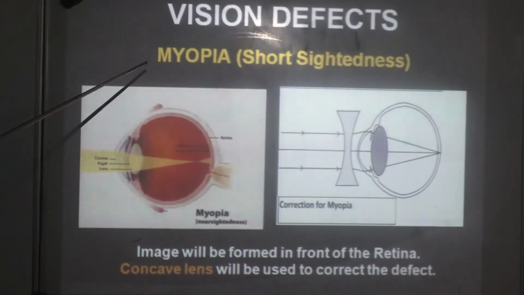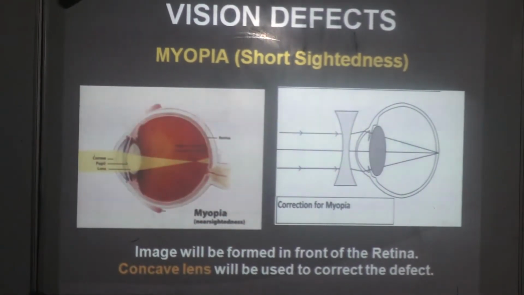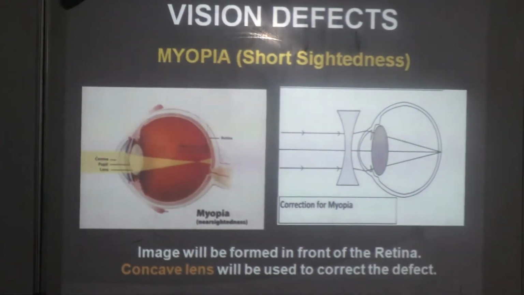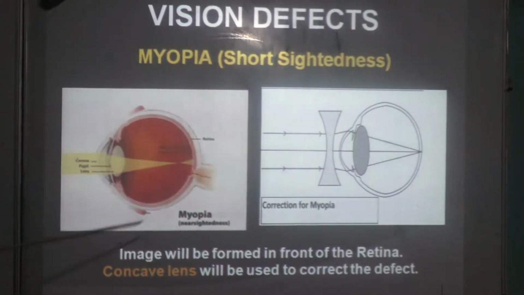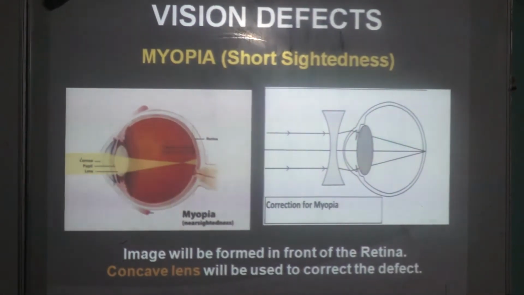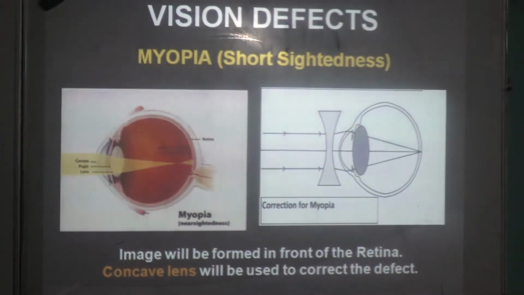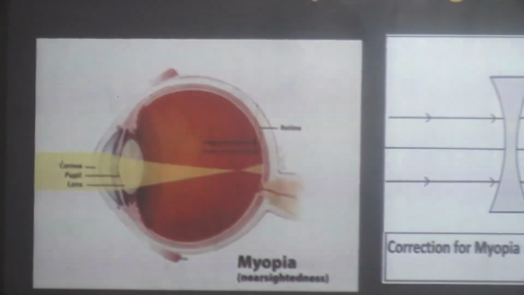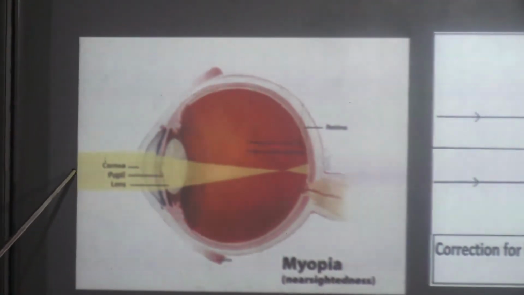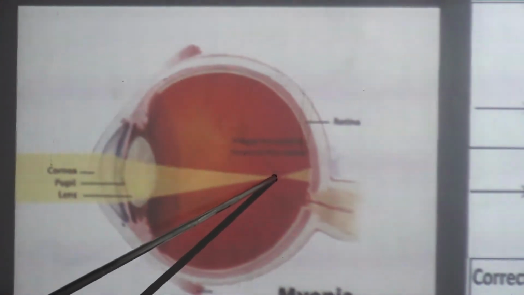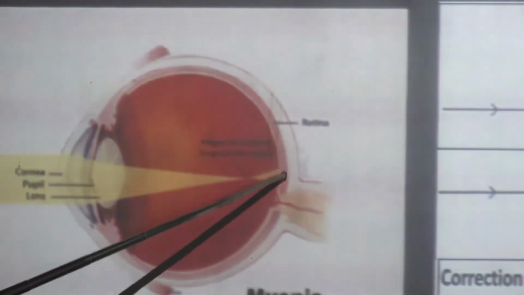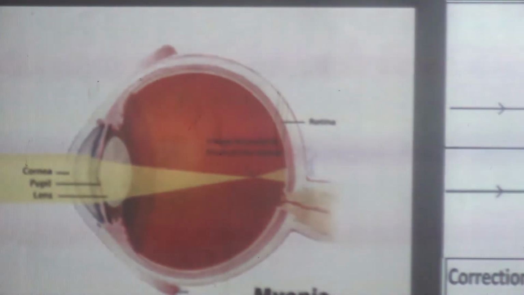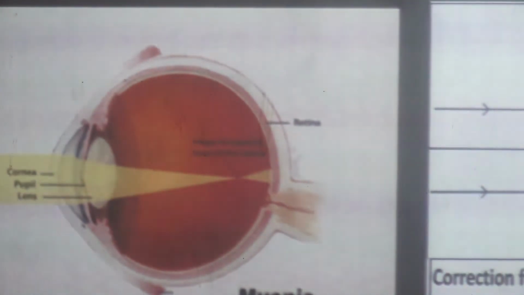Now the first defect is myopia or short-sightedness. What is this? We can see the nearer objects, but we cannot see the far objects. That is the most important thing. Why does it happen? This is the myopic eye, the eye of a person suffering with myopia. In this, the image of the object is formed in front of the retina, not on the retina. So he can see the nearer objects, and this person cannot see the far objects.